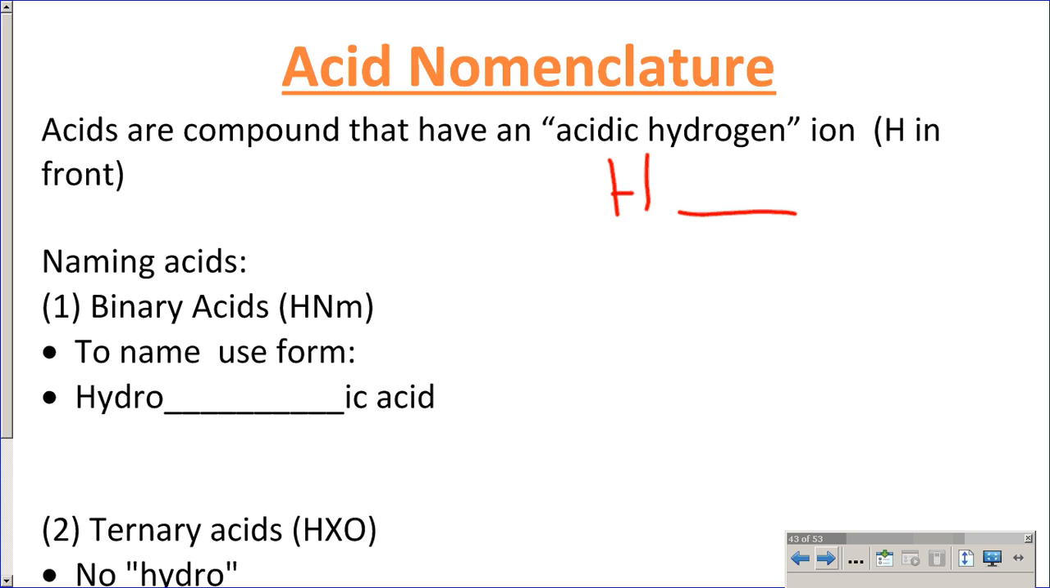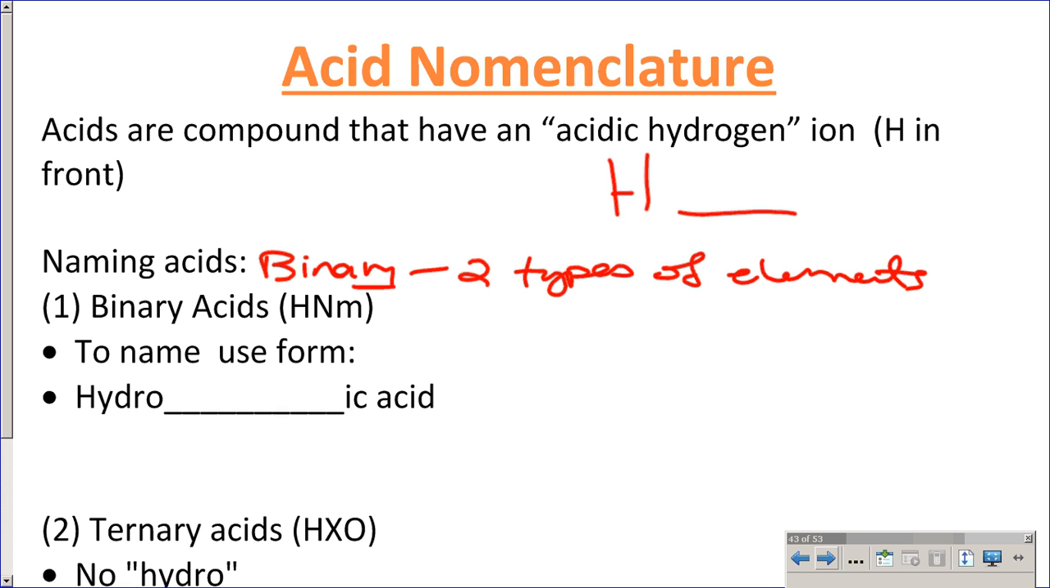Binary acids mean what? Two what? Binary means two types of elements, okay? So, hydrochloric acid, HCl. HCl has two types of elements. Hydrosulfuric acid, H2S, has two types of elements. Hydrophosphoric acid has two types of elements.